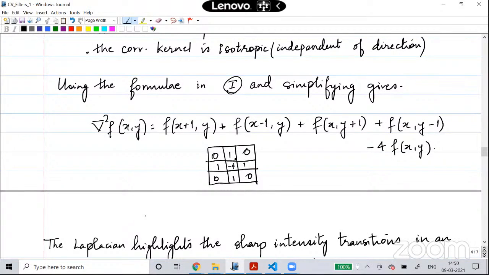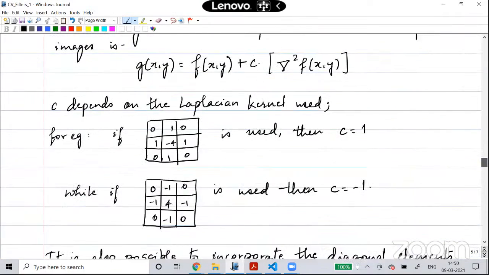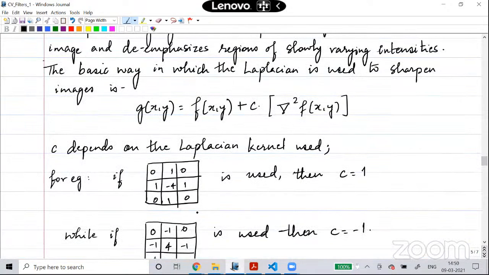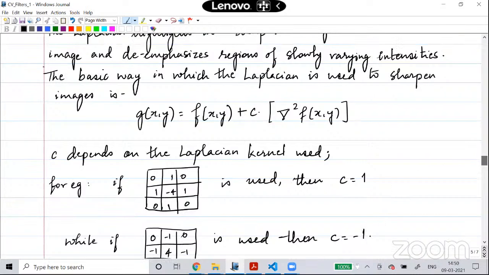One can also take another. So I think I have written it later. Yeah, so this kernel is here. You can also take the negative with a minus sign outside. I'm not saying you must, but some people do take it with a minus 1, but the operation is supposed to be the same.